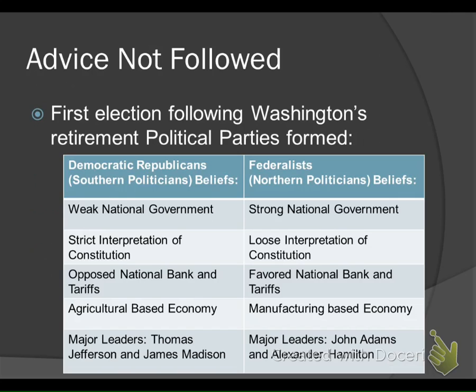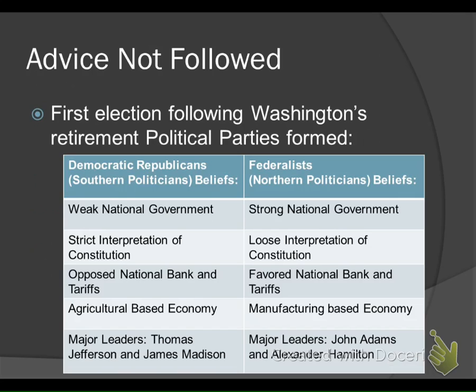Now, the Federalists were mainly from the North. Remember, federal means national. So the Federalists believed in a strong national government. They believed in a loose interpretation of the Constitution, meaning that if the Constitution says something, you can probably take it out of context and do something that the Constitution doesn't say. They favored the national bank because it gave lots of loans to factories in the North. So it was very favorable to the North.